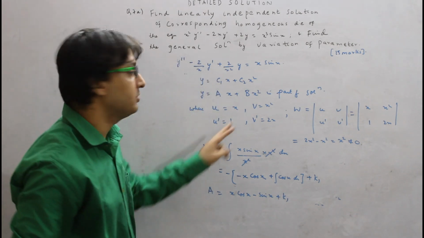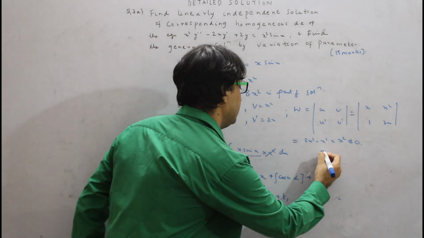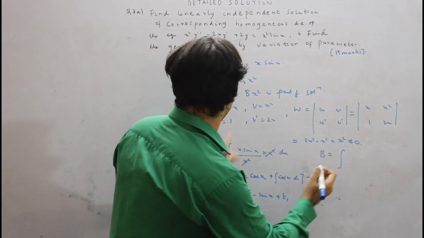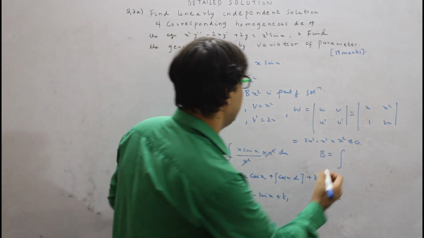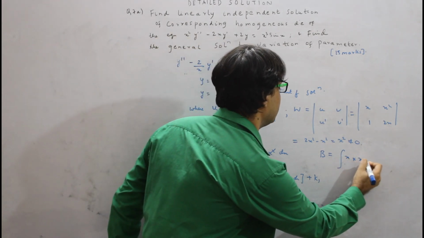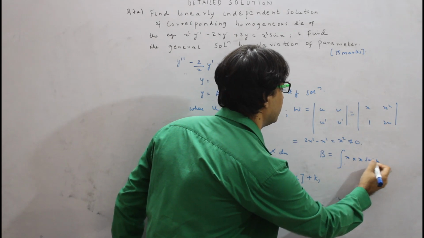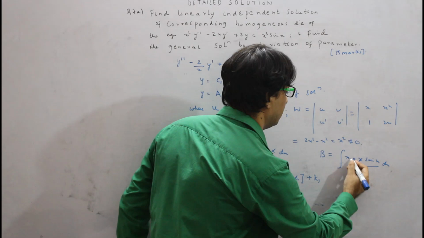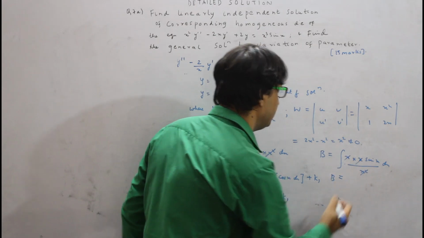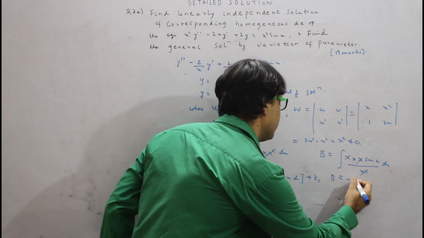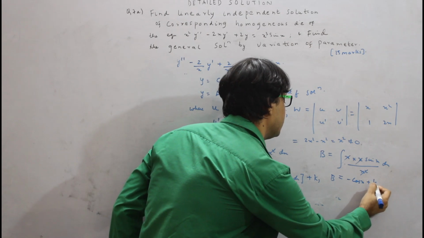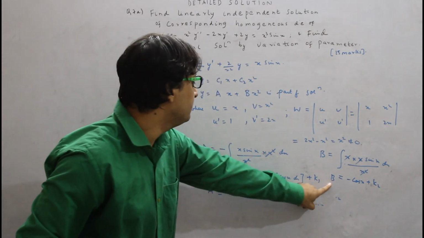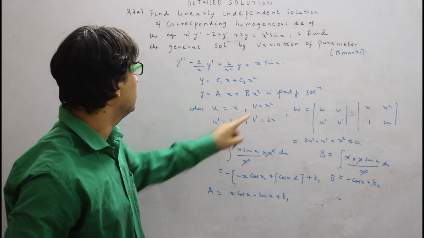Alright, similarly we are going to find b. So b is going to be the integral of u, our x, into r, which is x by sine x, divided by w. So this one gets cancelled. So we get our b as minus cos x plus k2. All we have to do is put the values of a and b in this equation.